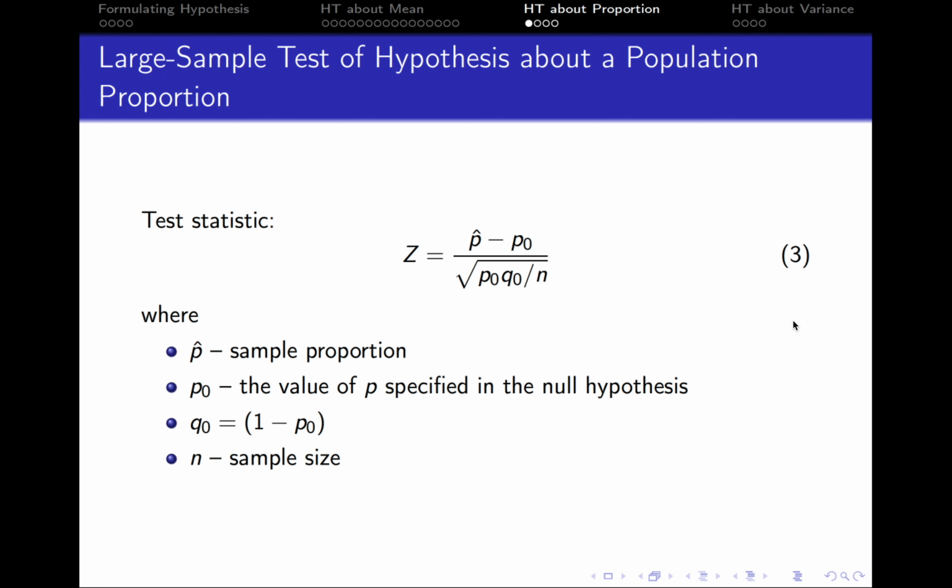In this video, I would like to show you how to do hypothesis testing about a population proportion. To do that, we need to estimate the test statistic, which will be the z-score. To estimate the z-score, we need the sample proportion, from which we subtract p0, the hypothetical value of the true population proportion, or the value of the proportion specified in the null hypothesis. q0, as always, is calculated as 1 minus p0, and n is just the sample size.